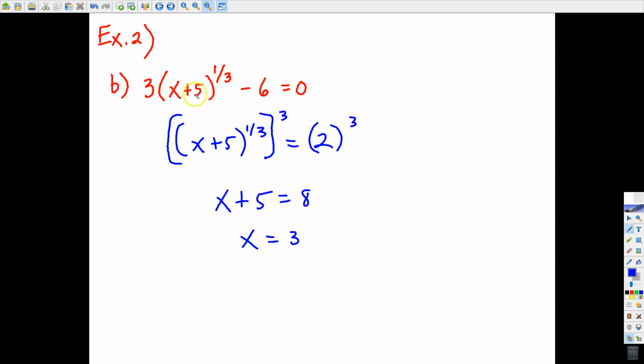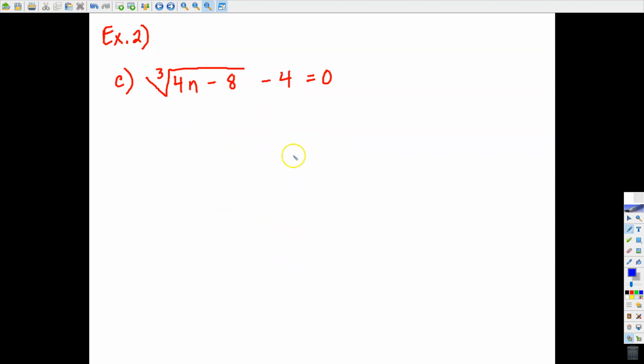Let's check it out. 3 plus 5 is 8. The cube root of 8 is 2. 3 times 2 is 6. And 6 minus 6 is 0. Good answer. Okay, let's try this one.